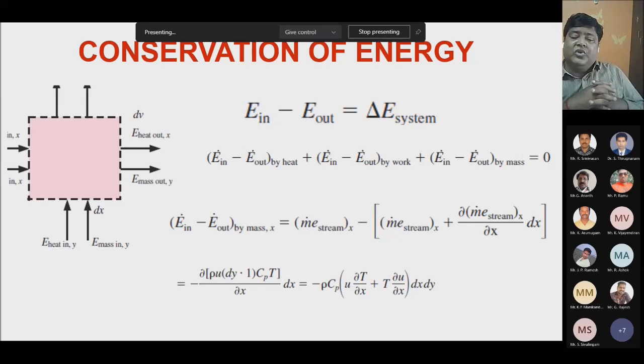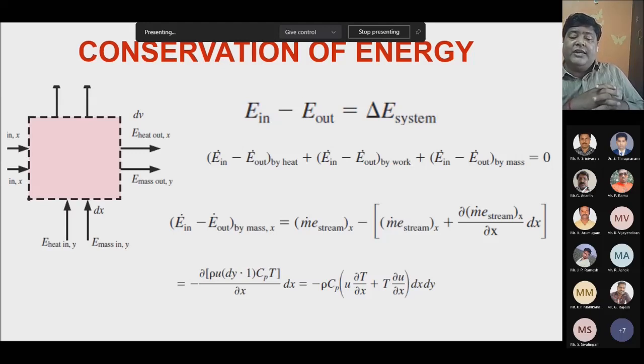Now m dot, the mass flow rate, you can write as density into velocity into area, rho AV. So m dot is rho, and the x direction velocity is u, and the area perpendicular in the x direction is dy into 1. That is m dot, and E, as I told you, is nothing but the enthalpy, H, which is Cp into T.